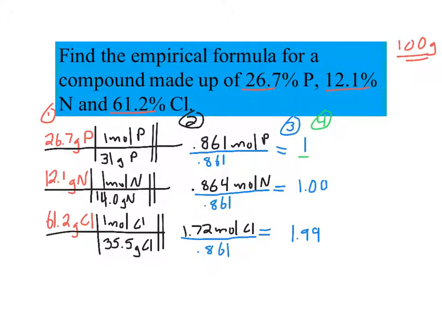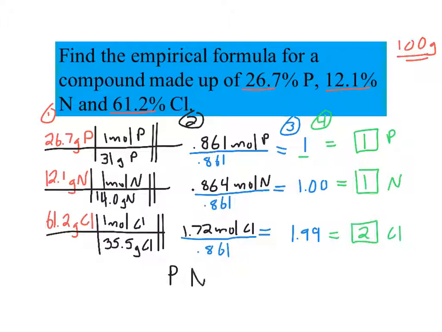And step 4 is round till whole. So 1 is going to be 1 here. This is already rounded to 1, but we're going to make it a whole number. And the last one is going to round to 2. So this is for chlorine, this one's for nitrogen, and this one's for phosphorus. So my compound, I have phosphorus, nitrogen, and chlorine. I'm going to take those numbers and plug them in for my subscripts. 1, 1, 2. So overall, my compound will be PNCl2, and that is my empirical formula.